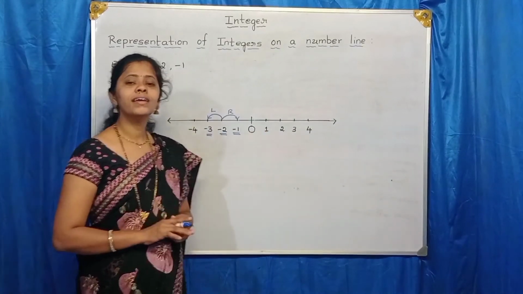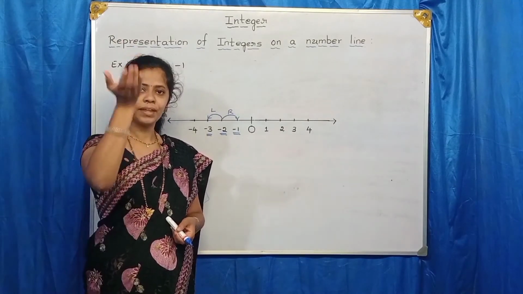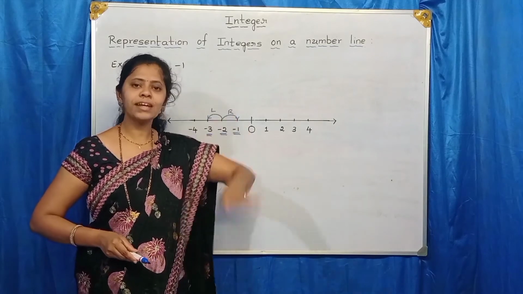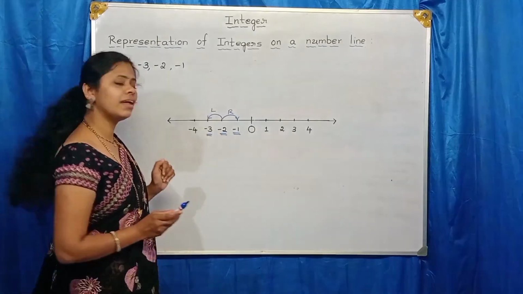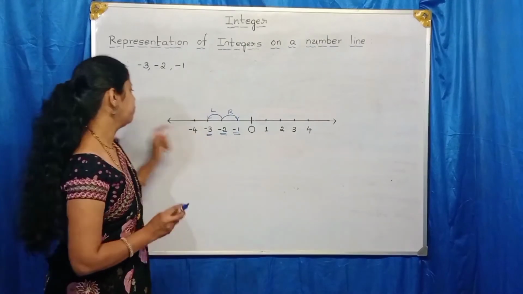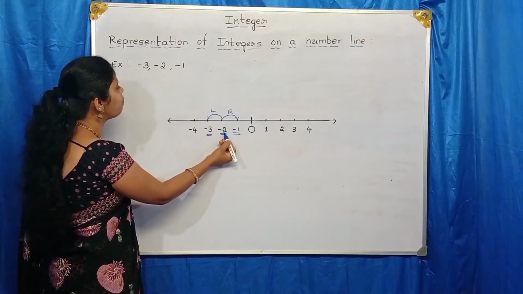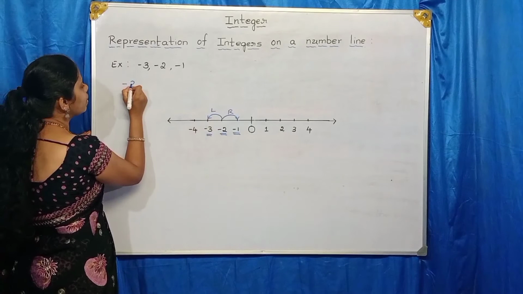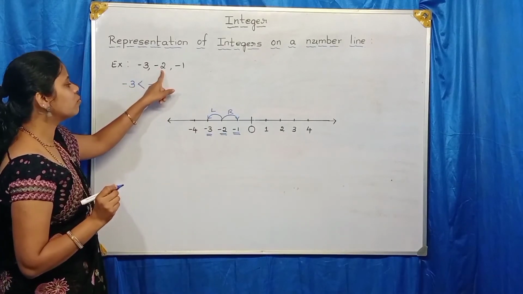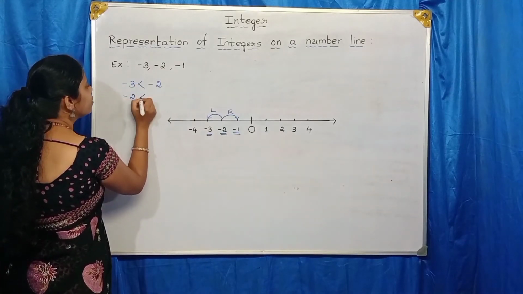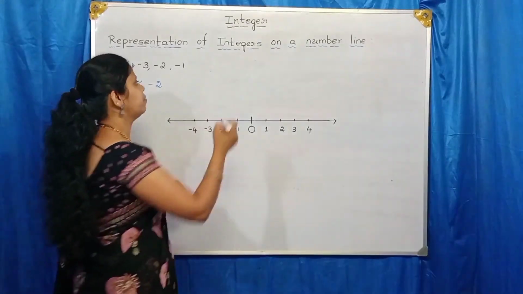I told you already, the right hand represents a greater number and the left hand represents a smaller number. You have to remember this trick, then only it is very easy. Therefore, -3 is smaller than -2. And -2 is smaller than -1.